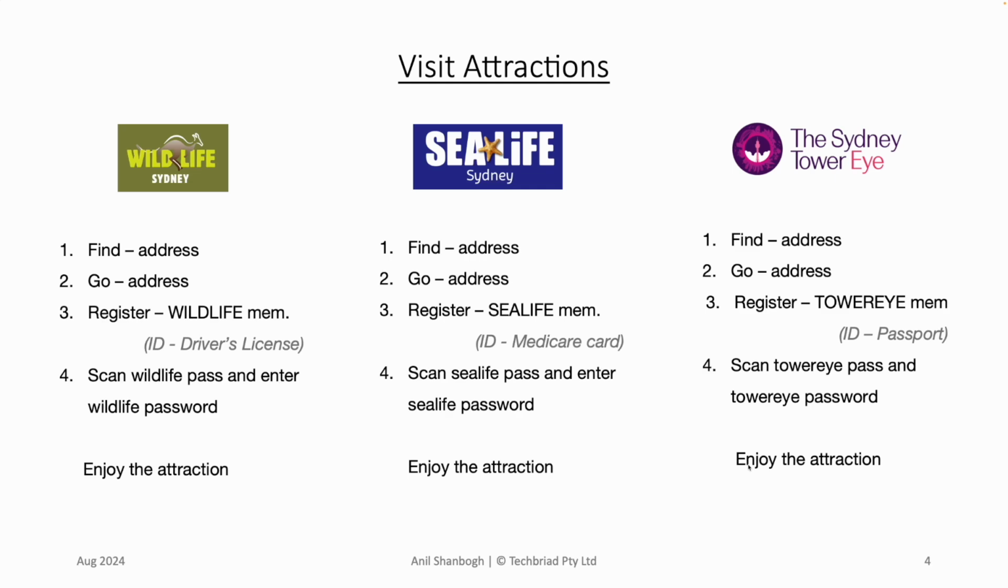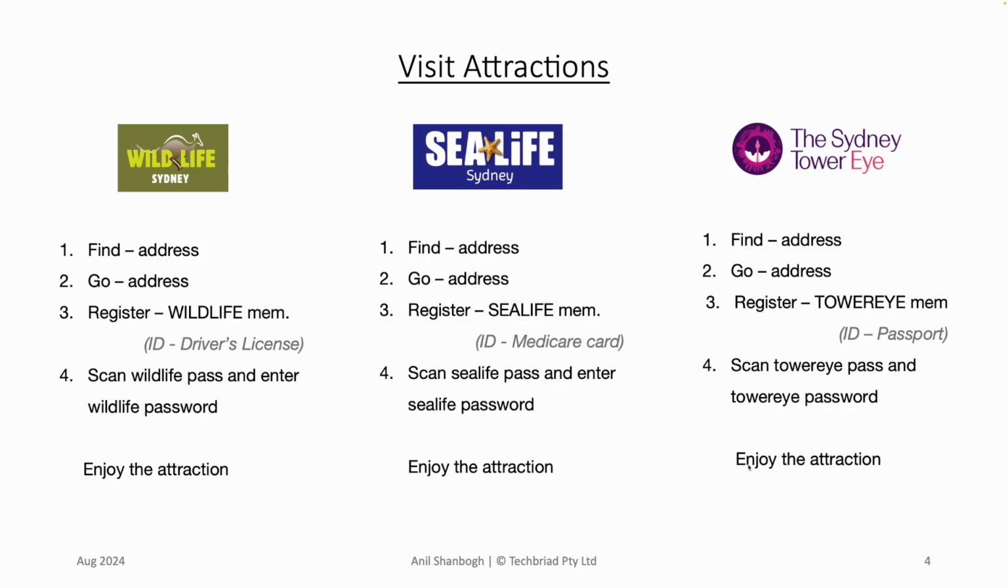So assume that I want to visit these different attractions, say some wildlife zoo and sea life and tower eye and so on. So what are the different steps involved in visiting each of these? First, I need to find the address. I need to go to the address, and then I need to register with that attraction operator, and then I am issued some sort of pass, and let's assume that there's also a secret associated with it in terms of a pass key. Once I swipe the pass, I can get into the attraction and enjoy it. So it's the same thing repeating over and over again.